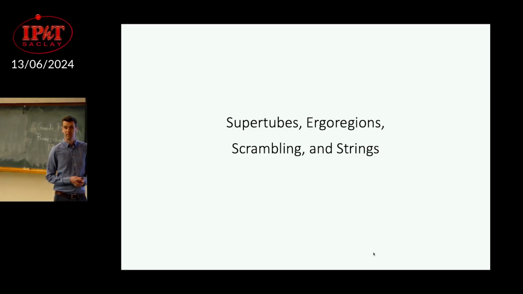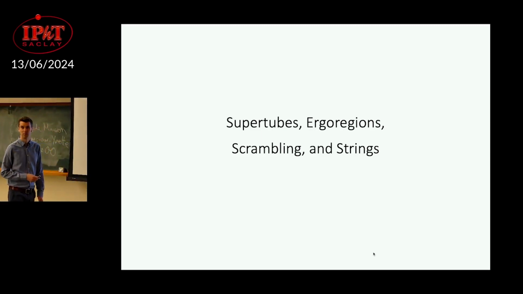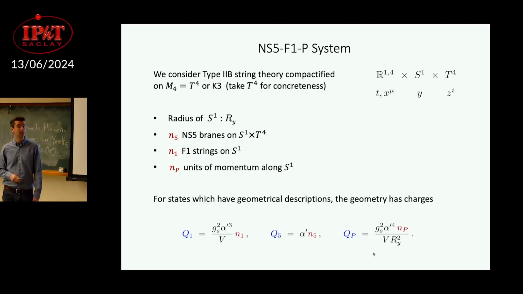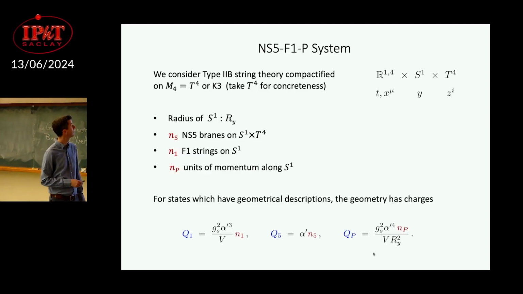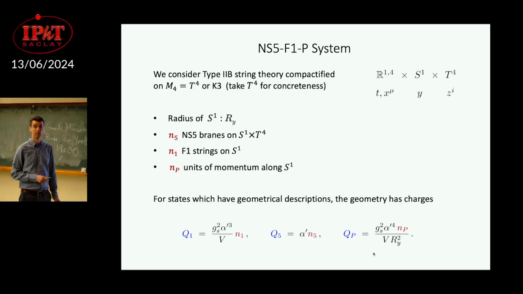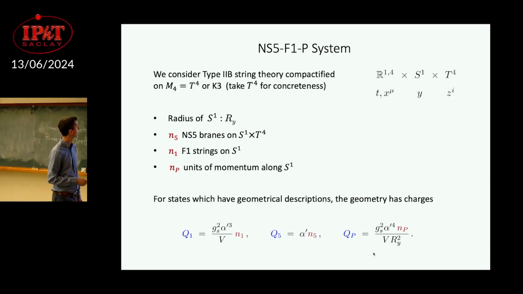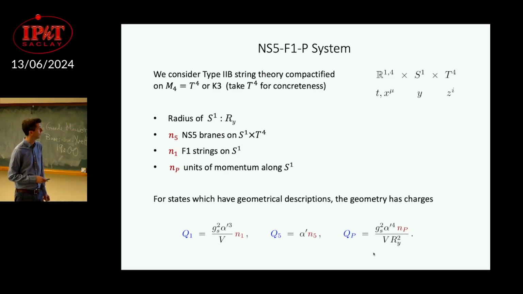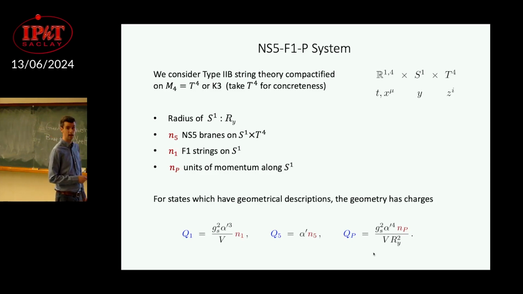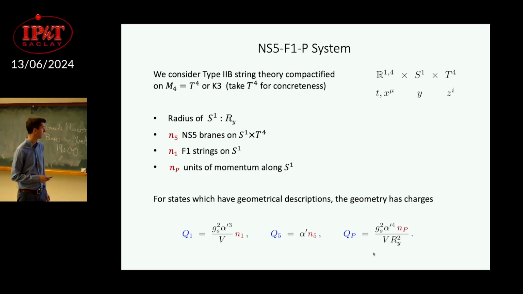Okay, so the first part is about supertubes, ergoregions, scrambling, and strings. So just to be concrete, I'll work in the NS5-F1-P system. This is the same system that Emil was reviewing in the first talk. I'll work in type IIB string theory compactified on T4, where we'll have the radius of S1 denoted by R_y. I'll have N5 NS5 branes wrapped on all 5 compact directions, N1 fundamental strings wrapped on one of these, which I'll denote S1, and NP units of momentum along the same S1.